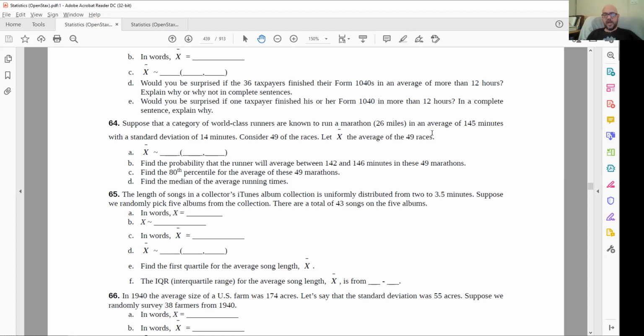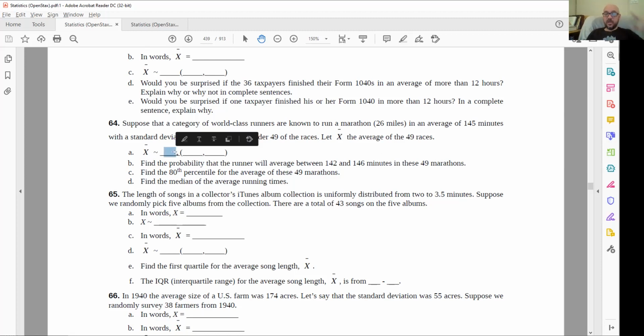That's not exactly right. We want to think of X bar, capital X bar, as the distribution of the average times from the 49 races. So we take one person in this class of world-class runners, and we take their times from those 49 races, and we average them together, right? And then we do that for everybody, and that's the distribution of X bar essentially. I think that's what they're getting at here. It's a little unclear. Again, I just want an excuse to practice the central limit theorem. Not that concerned if the setup's a little wonky.